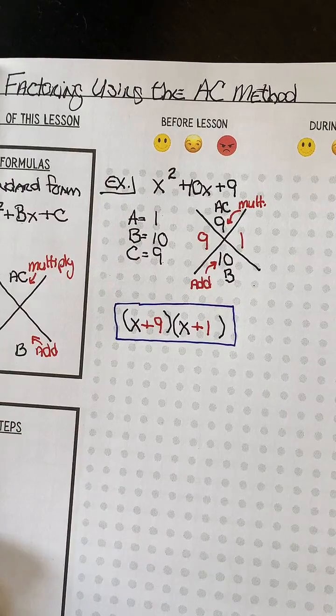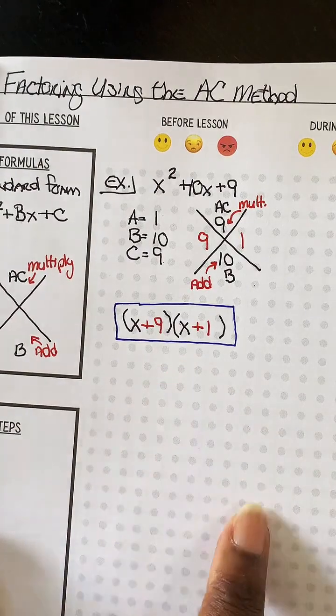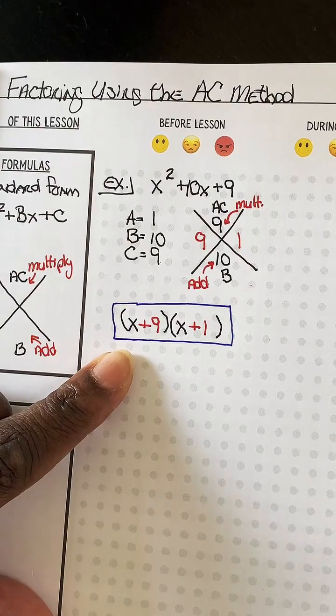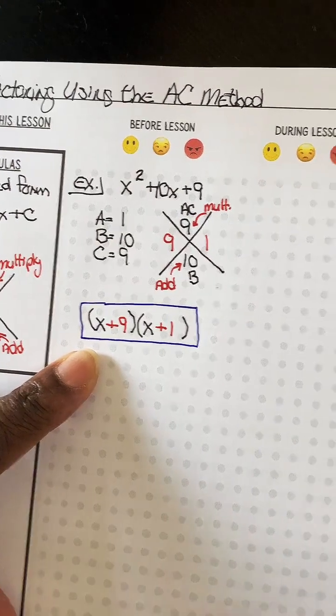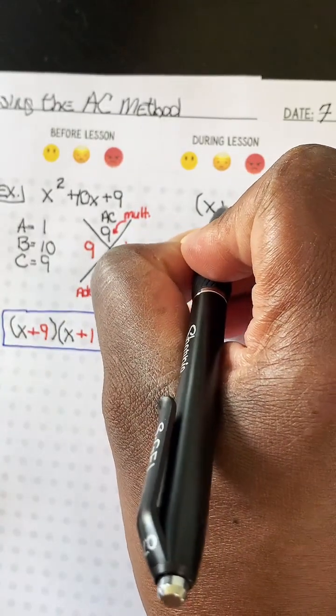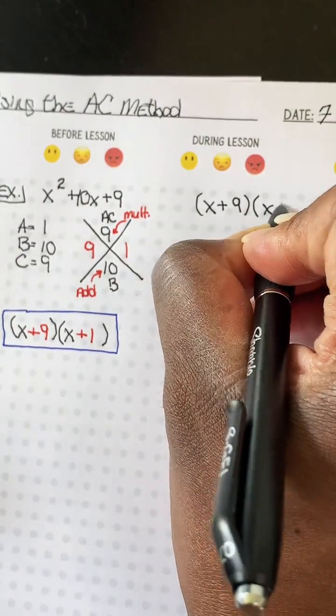So here's the thing. When we get it all processed, if you want to check it, you can, but you don't have to. But if you want to, let's go. So we had in our parentheses x plus 9 and x plus 1.